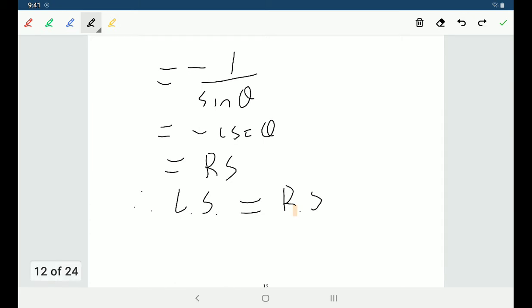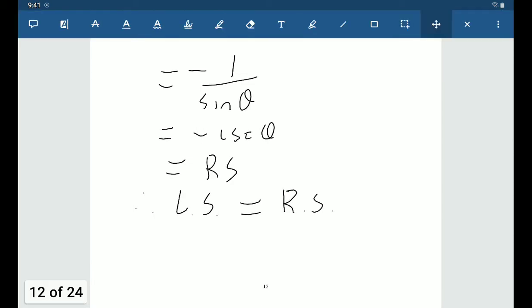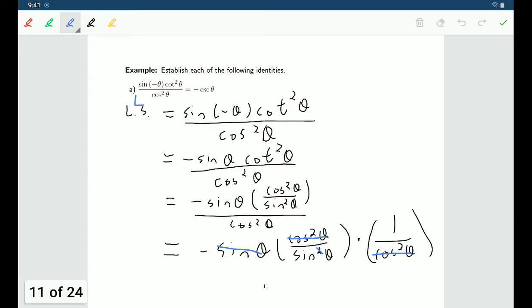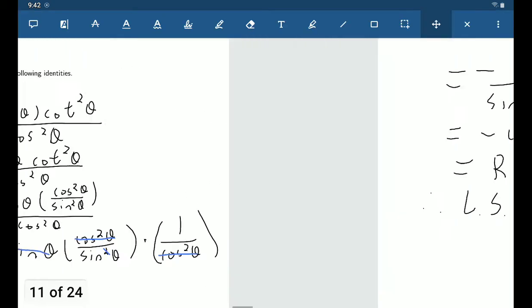You now can say that the original thing that we were looking to show is always a true statement. So sine of negative theta cotangent squared theta over cosine squared theta, that's always equal to negative cosecant theta. All right, let's do another one.